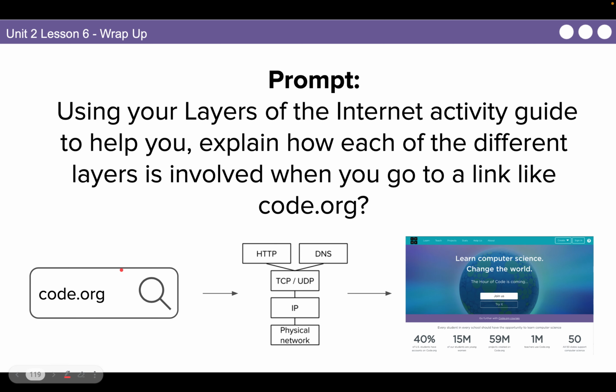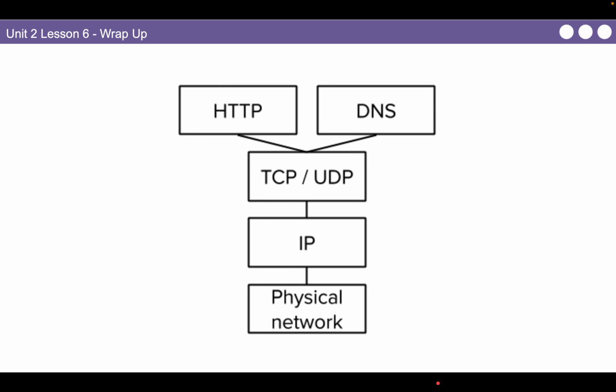So let's think about how all of these layers are involved when we try to access a particular website using the domain name. So if we went on Chrome or Safari or something and typed in code.org, how are these layers involved in getting us from just this little English name to accessing all these files? So let's remember from the beginning.